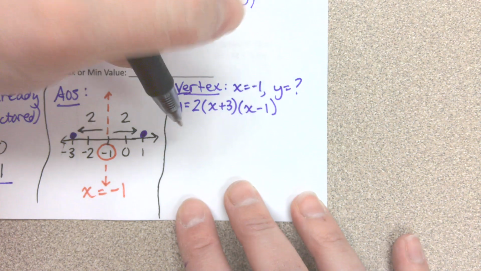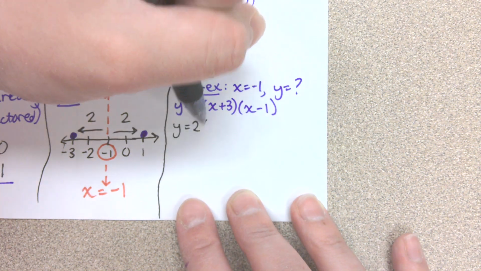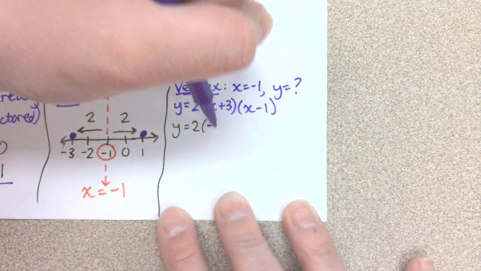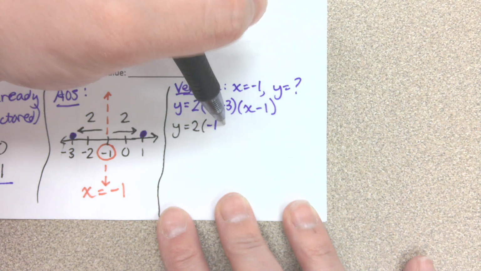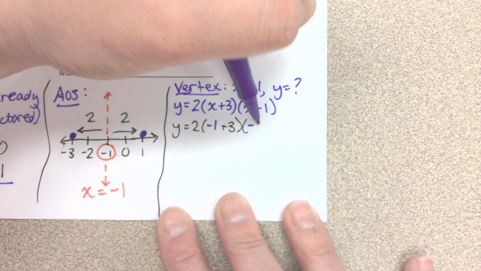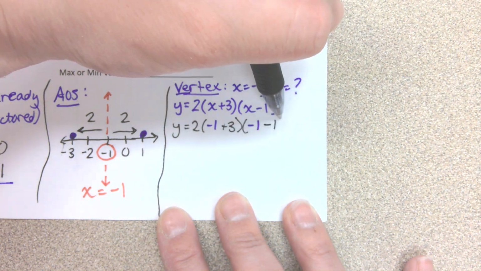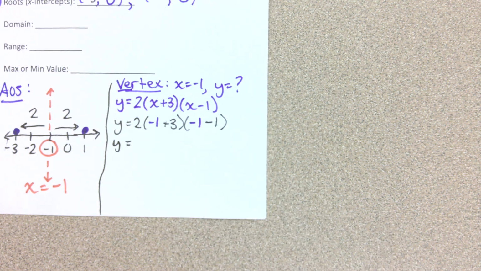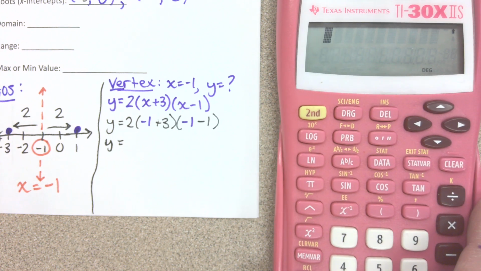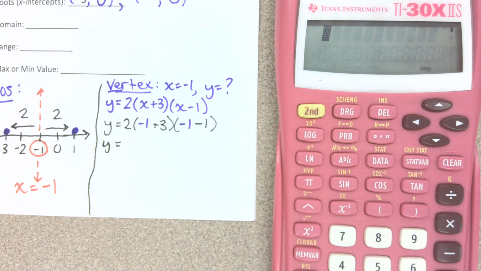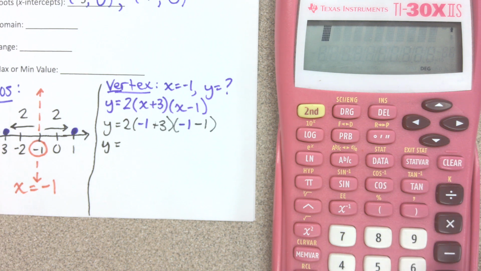All right, finishing this part. y equals 2 times, instead of x, I'm going to write -1 because that's what x is. -1 plus 3, times, x again is -1 minus 1. And we let the calculator do the rest. Since my x is at the front of the parentheses, we don't need to put a negative or parentheses around the -1. If you're comfortable putting the parentheses, then go ahead and do that. On this problem, it doesn't matter.